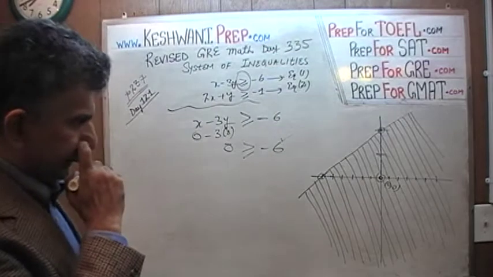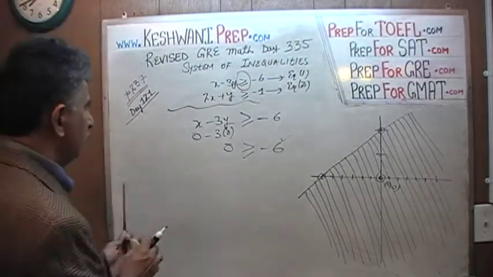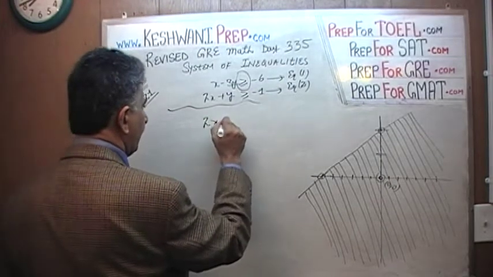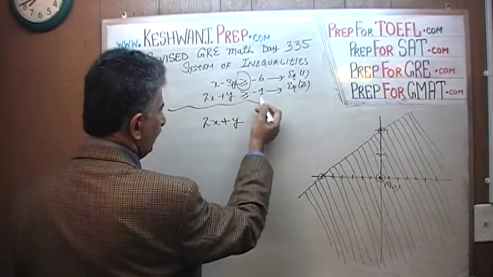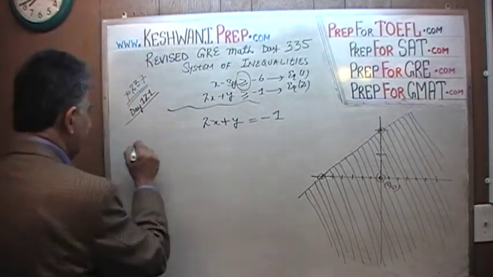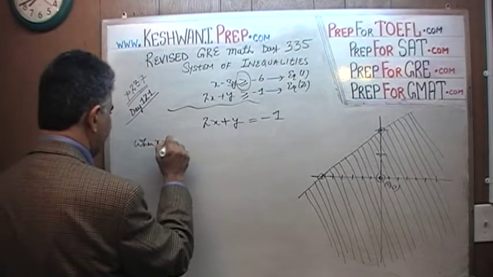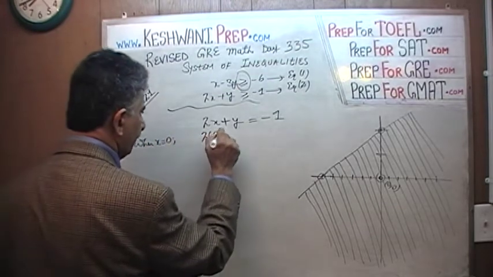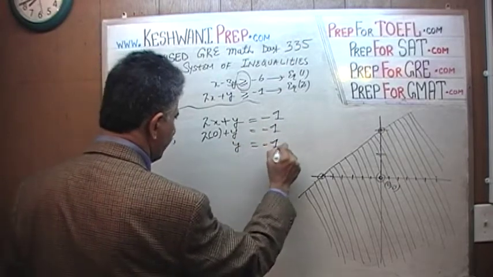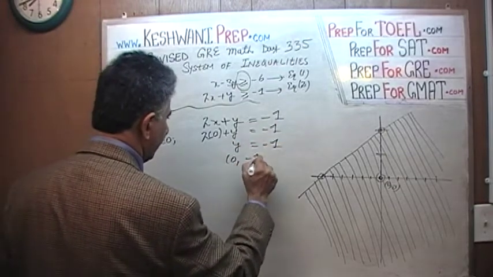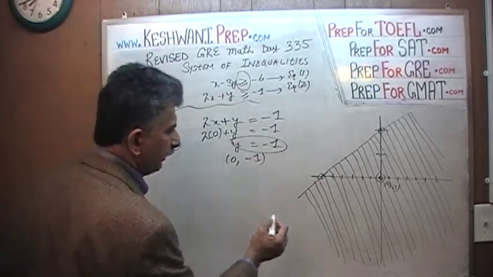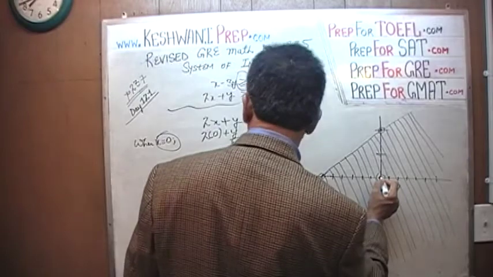Very good. That's our solution region. That's the first inequality. We're done with it. Let's look at the second inequality. The second inequality says 2x plus y is greater than or equal to negative 1. So we start out with the equality first. When x is equal to 0, 2 times 0 plus y equals negative 1, which means y equals negative 1, which means it goes through 0 and negative 1. x is equal to 0, y is negative 1.